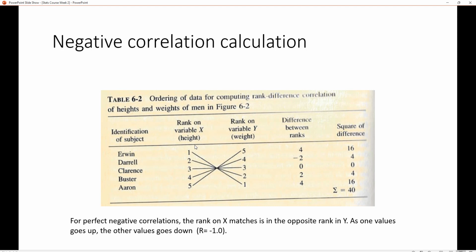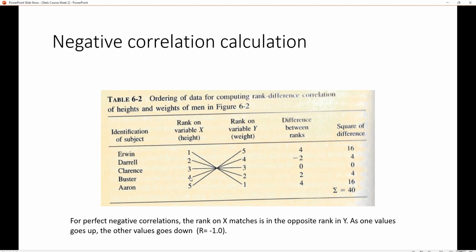So in this data, when we're looking at the rank on height, we see that the order goes by 1, 2, 3, 4, and 5 for these 5 different subjects. And when we look at their weight, we see that the rank's going in the opposite direction. 5, 4, 3, 2, 1.